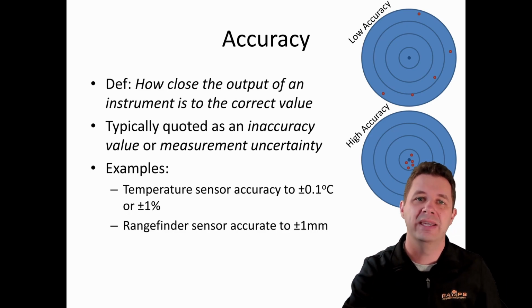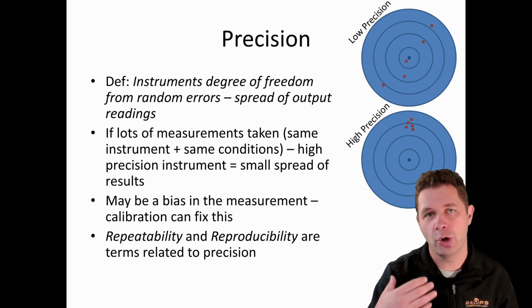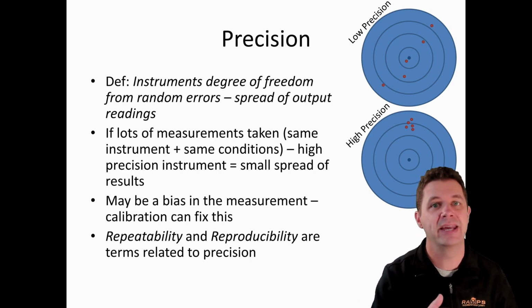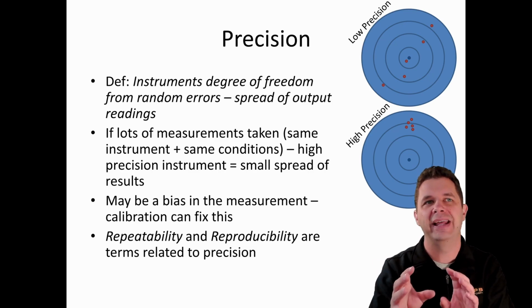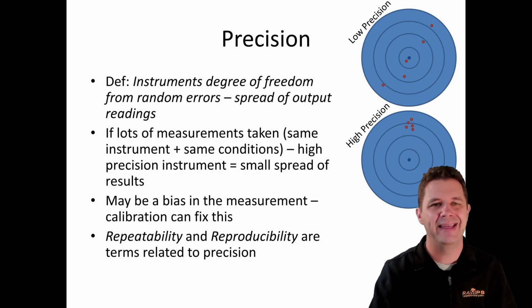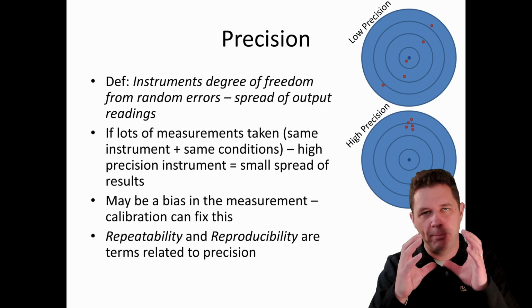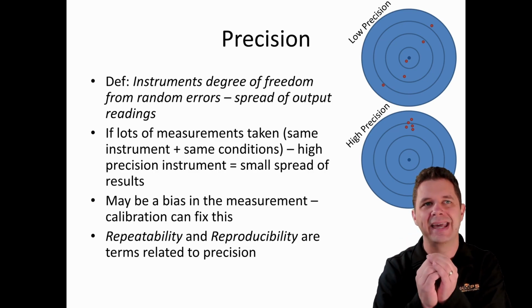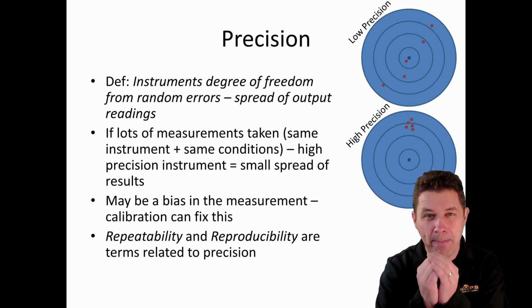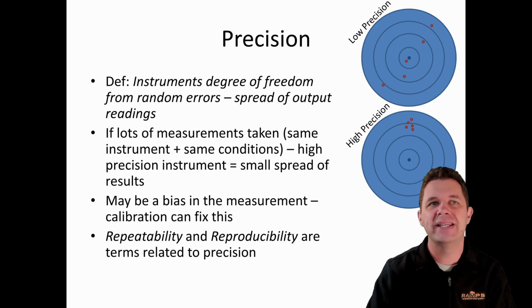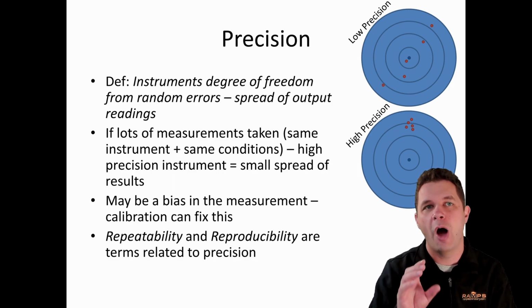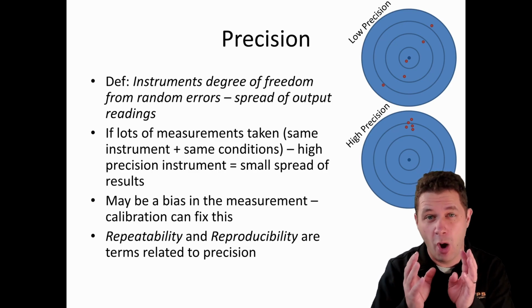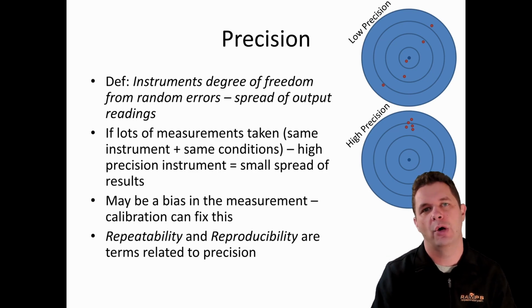And then we come to the concept of precision. Now, precision is not equal to accuracy. We'll be talking about that in a bit of detail. But here we're looking at the degree of freedom that the sensor system has from random errors. Basically, we're looking at the spread of those output readings. So how closely are they spread out, or how closely are they bunched up together? So if we take a whole bunch of measurements with the same instrument and the same conditions, a high precision instrument will have a tiny spread of results.